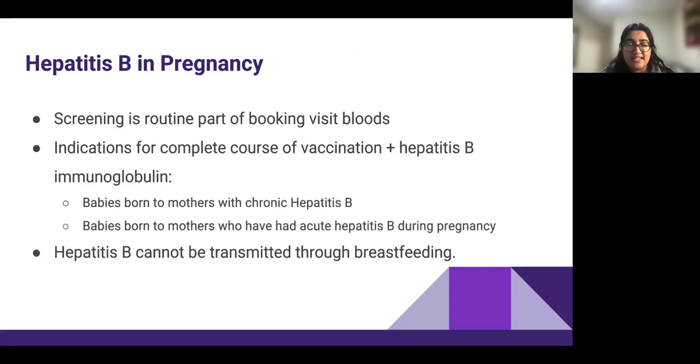And then Hep B in pregnancy. It's part of the screening along with syphilis, part of the booking visits. You'd give the baby a complete course of the vaccination and hepatitis B immunoglobulin if their mother has a chronic hepatitis B infection, or if the baby is born to a mother who's had an acute hepatitis B during pregnancy. So those are the two scenarios where the baby would receive the vaccination and the hepatitis B immunoglobulin, and hepatitis B cannot be transmitted through breastfeeding.